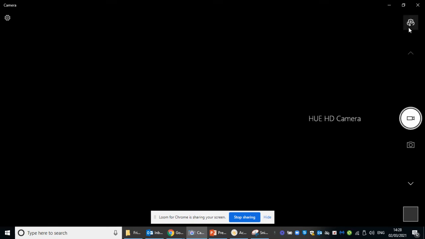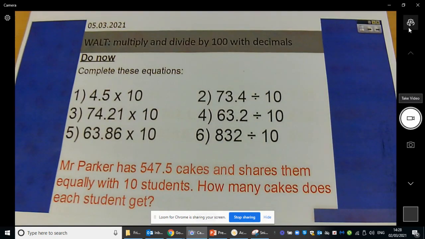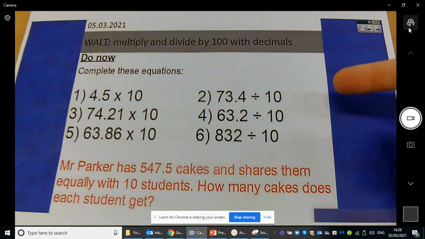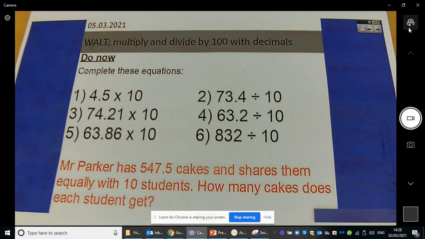So let's have a look at what we're going to be doing today. Our WALT is to multiply and divide by 100 with decimals. Yesterday you were doing this with tens instead, multiplying and dividing by 10 with decimals. And you can see on your do now, that's what I would like you to do. So could you please complete these 6 equations on here, where you're going to be timesing and dividing by 10.